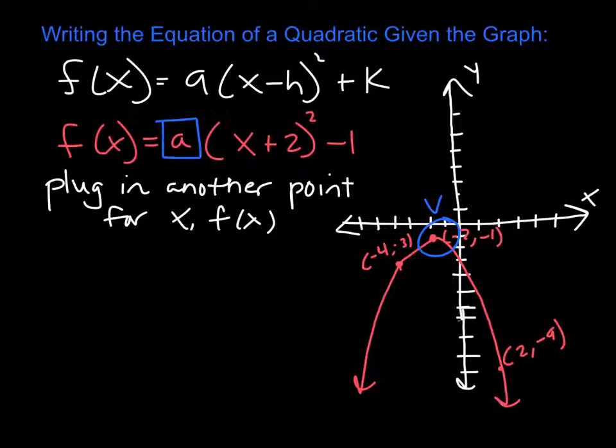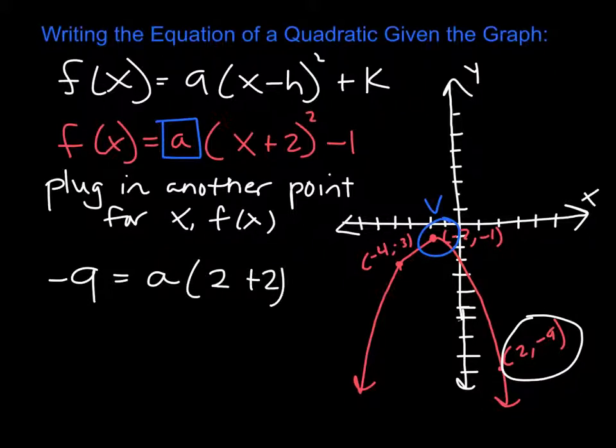So what I'm going to do here is I'm going to choose this one right here. It doesn't matter, everything will balance out to be the same thing when you plug it in. So I'm going to plug in -9 for my f(x), for my y. a is still missing. x is going to be 2. I'm just plugging everything else in, and now I'm going to solve this for a.